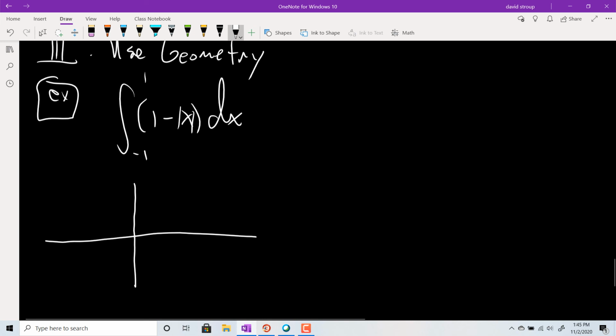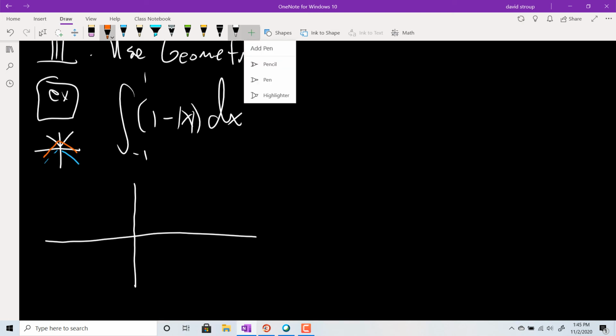Anyways, the graph of absolute value of x is like this, and then negative absolute value of x flips it around the x-axis, and then 1 minus absolute value of x will shift it up 1. Okay, so our graph is going to look like this.